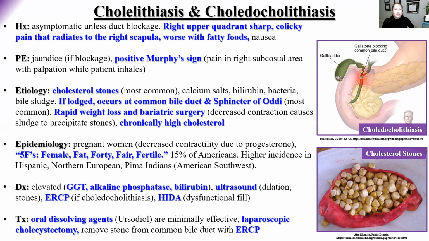Our labs for this one, we talked about these already: an elevated GGT, ALK-Phos, if they're having obstruction and backup, that bilirubin. On ultrasound, you'll see a dilation of the gallbladder and you'll be able to see the stones as well.